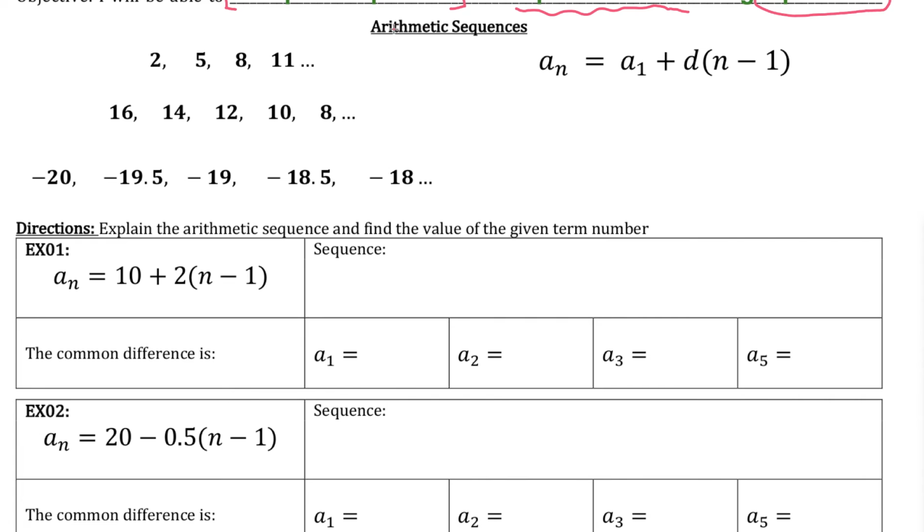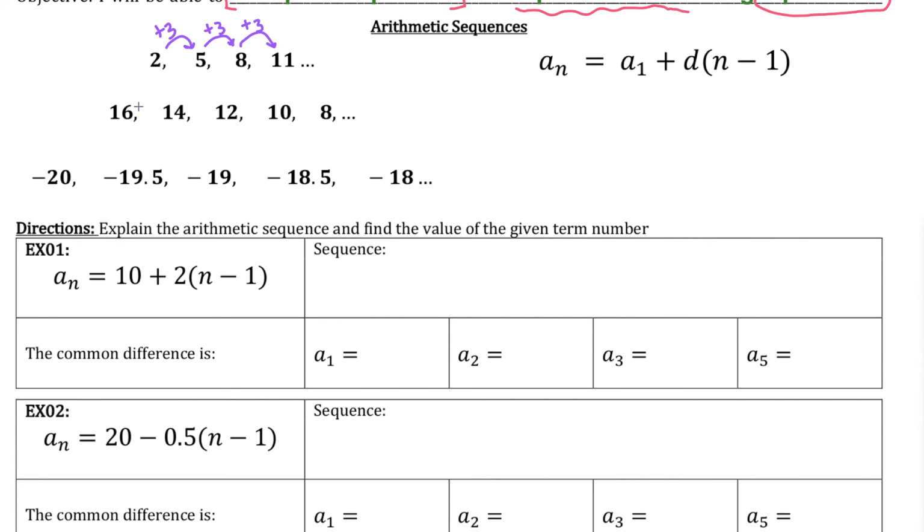A sequence is like this: 2, 5, 8, 11. It's like a list of numbers, and we're going to talk about what would make this list of numbers an arithmetic sequence or a geometric sequence. But we're going to do arithmetic sequence first. Right here, we can tell that we added 3, we added 3, we added 3. This is what makes this list of numbers not just a list, but a sequence of numbers.